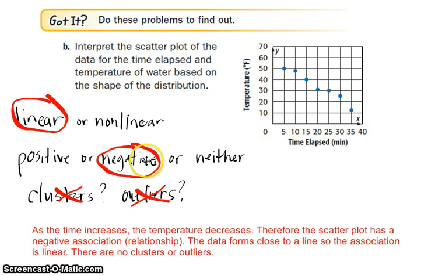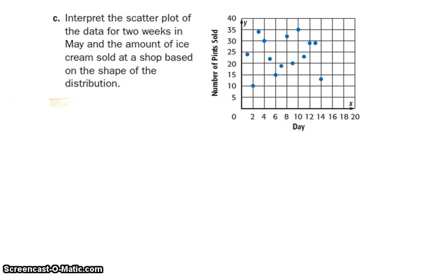That's negative. Now let's talk about up here, this point right here. The data forms close to a line, so the association is linear. And then I say there are no clusters or outliers. That's how you have to set up each problem when they ask you to interpret. That's what interpret means. You have to write this paragraph out, but use this to help you write your paragraph. Use this as an example, and I want you to try C. So pause the video.